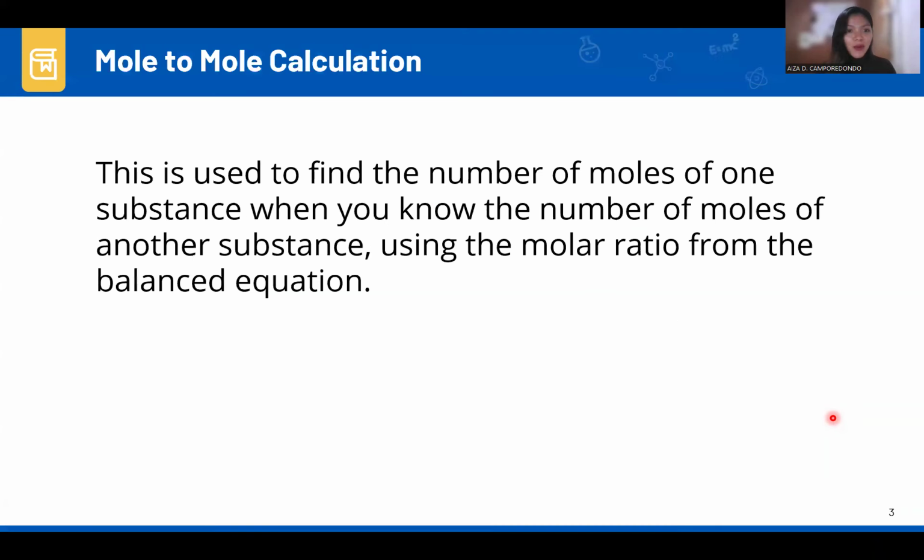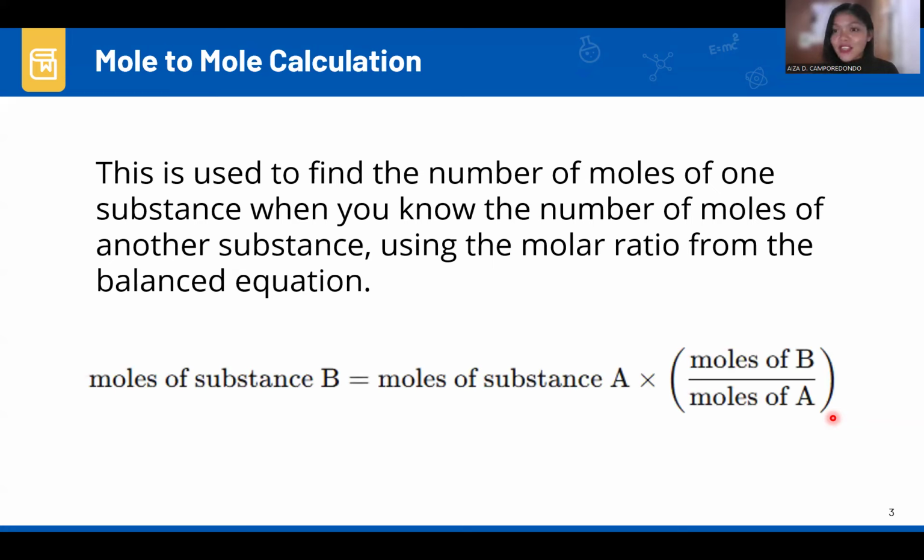I will be discussing the mole concept, specifically how to perform the mole to mole, mole to mass, and mass to mass computation. Let's start with the mole to mole calculation. This calculation is used to find the number of moles of one substance when you know the number of moles of another substance using the molar ratio from the balanced equation.